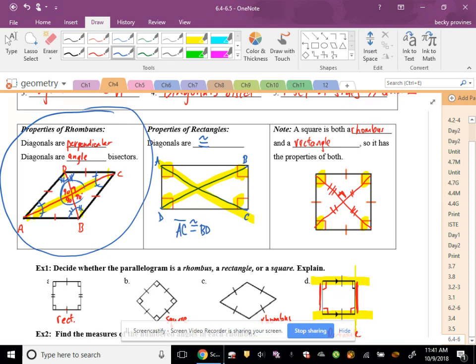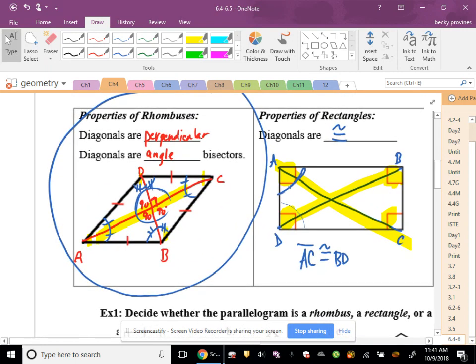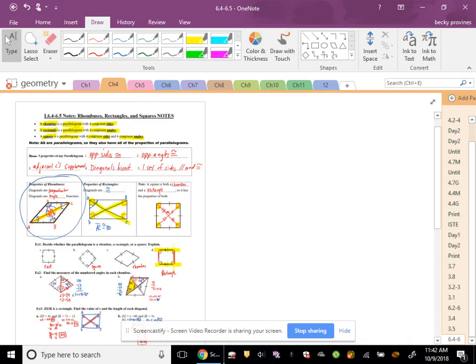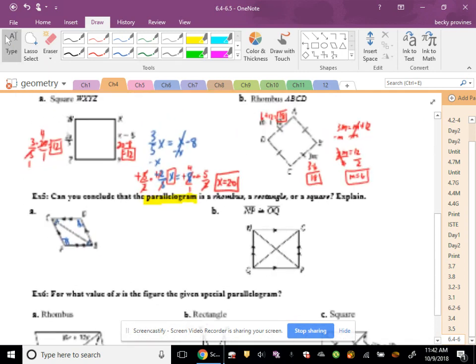Now, I think that rectangle is definitely out, because if you look here, we don't know that these are the same measurement. The only thing it possibly could be is a rhombus. So if you have these angles that are the same, the diagonals are angle bisectors, that's going to be true every time.